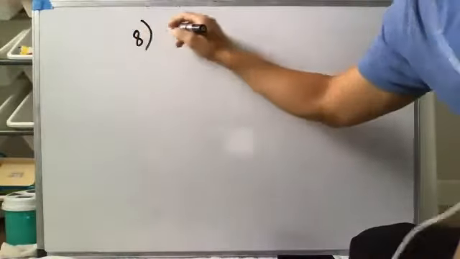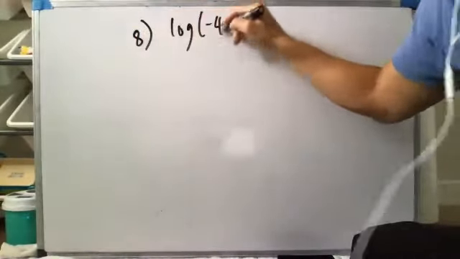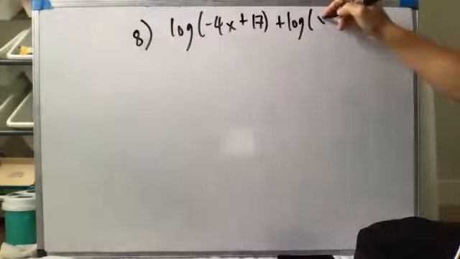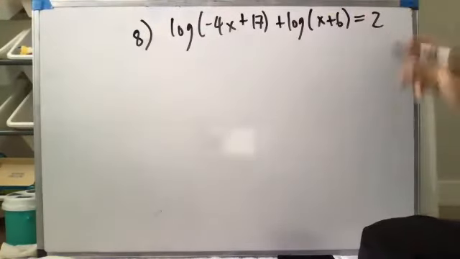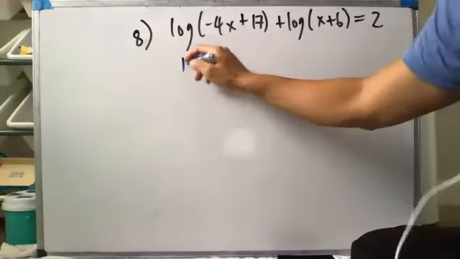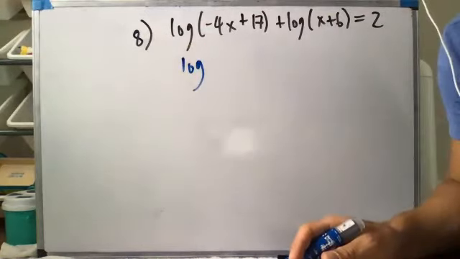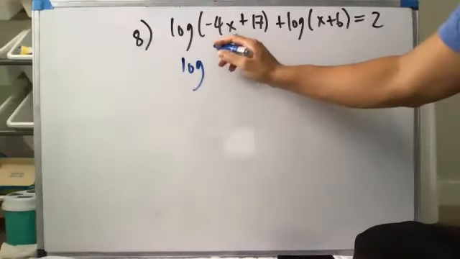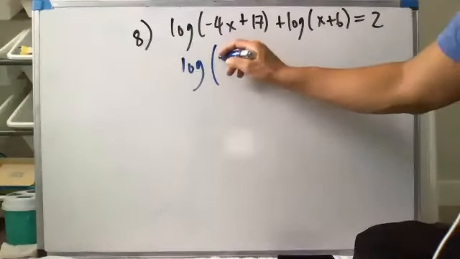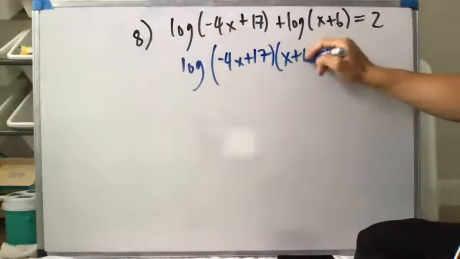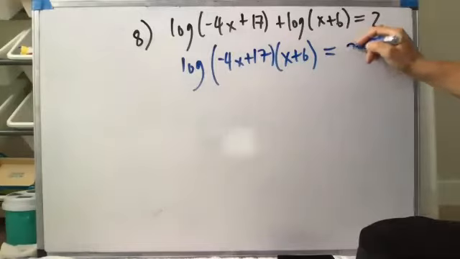Okay, number 8. We've got log of negative 4x plus 17 plus log of x plus 6 equals 2. Similar type of question, it looks like. First thing is to combine the logs. Oh, this is just a regular log. It doesn't say base anything, so that means it's log base 10. So log base 10 of negative 4x plus 17 times x plus 6 is equal to 2.